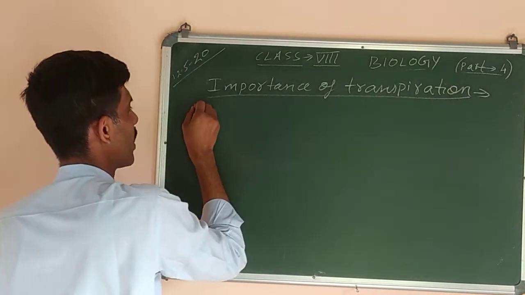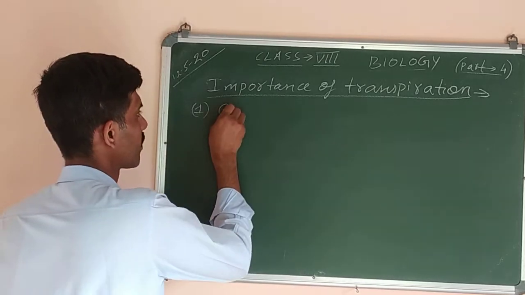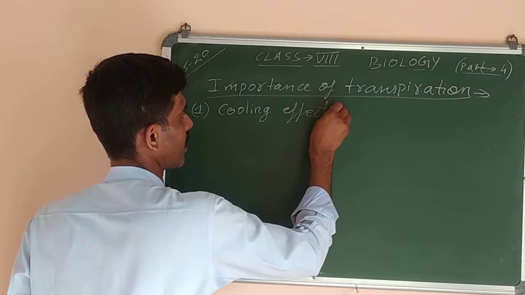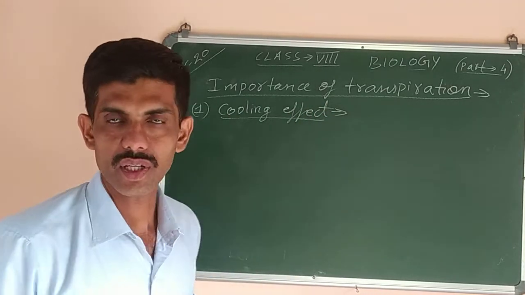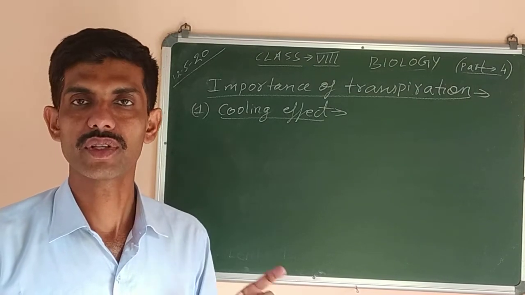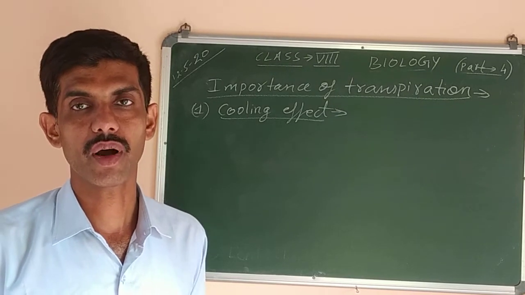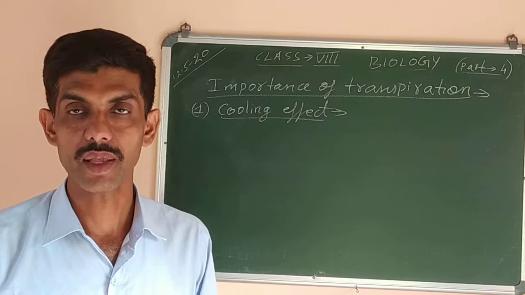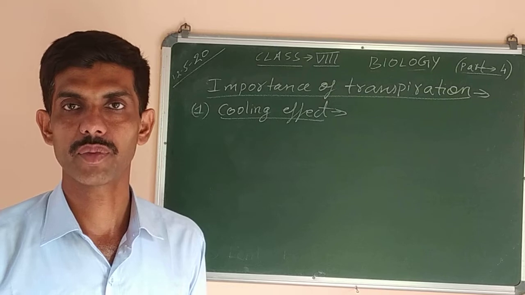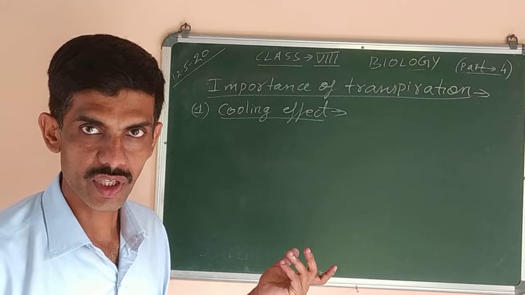Okay. Number one, transpiration is useful to us in the following ways. First one is cooling effect. Now you know that transpiration is loss of water, means the water vapor which is produced from the surface of the leaf evaporates into the atmosphere. And when this water vapor evaporates from the surface of the leaf, it helps to reduce the temperature of the plant as well as the surroundings of the plant. Means it will reduce the temperature and provide a cooling effect.